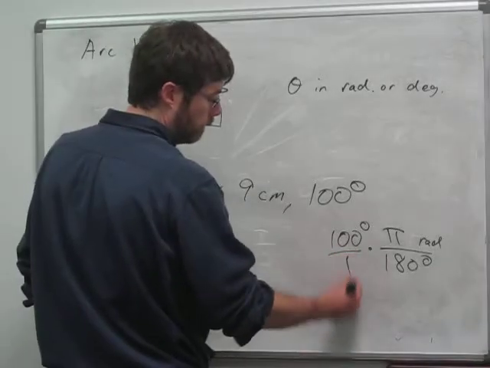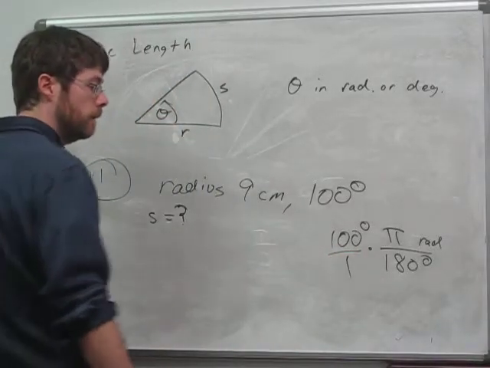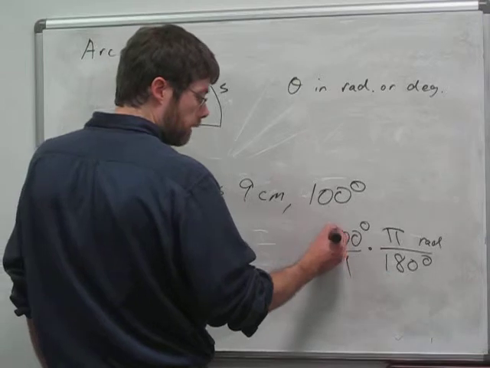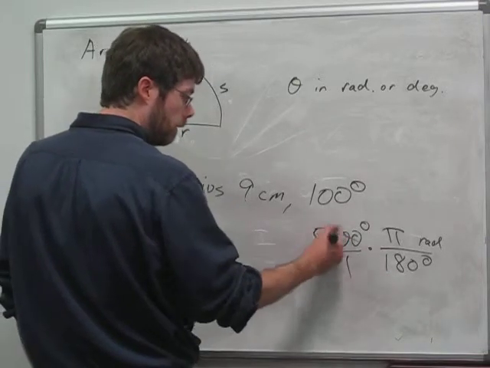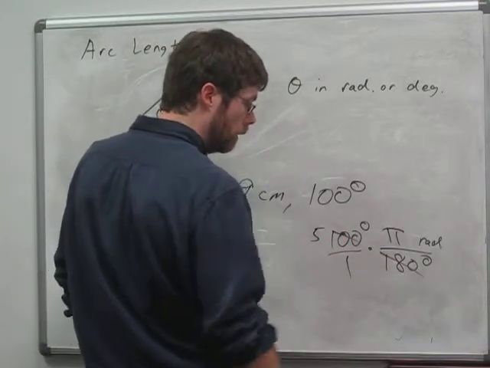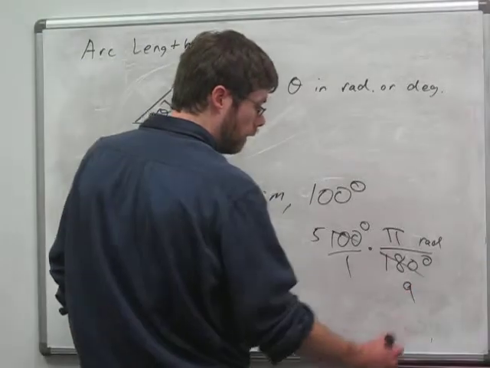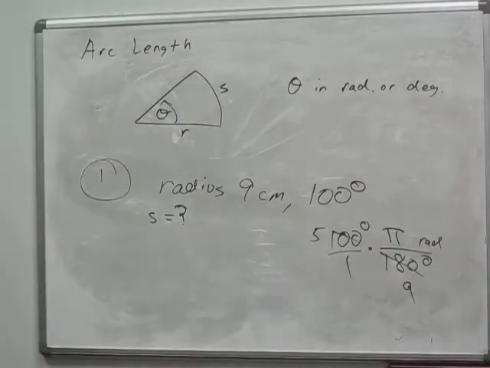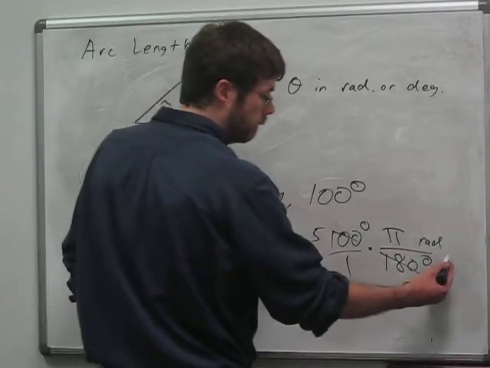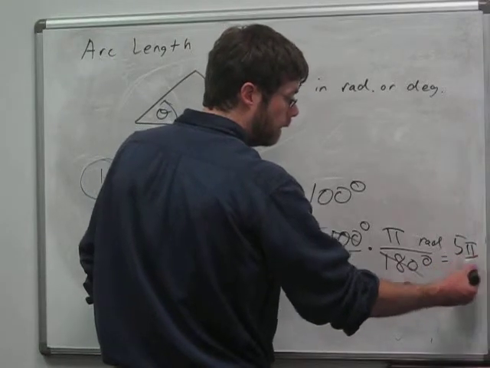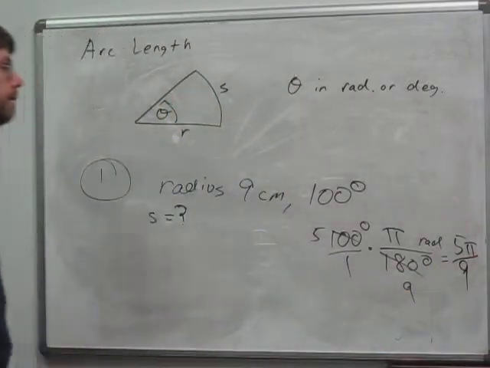So this is 100 over 1, just multiplying fractions. Let's do some canceling. 20 goes into 100 5 times. It goes into 180 9 times. So this angle in radians is 5 pi over 9.